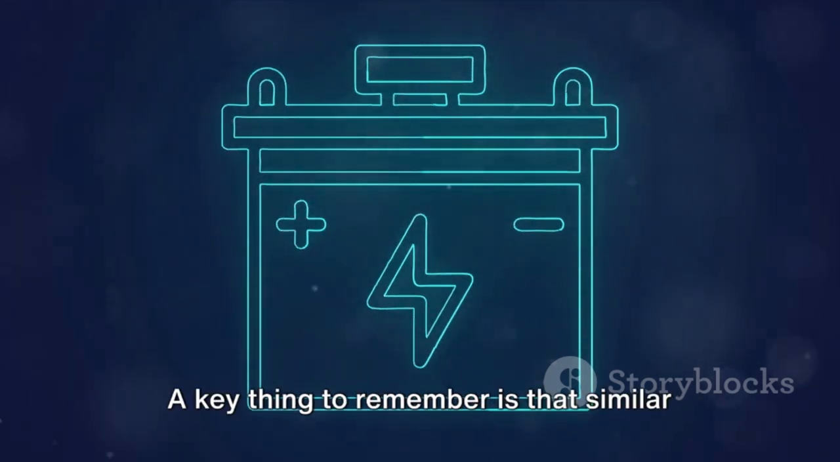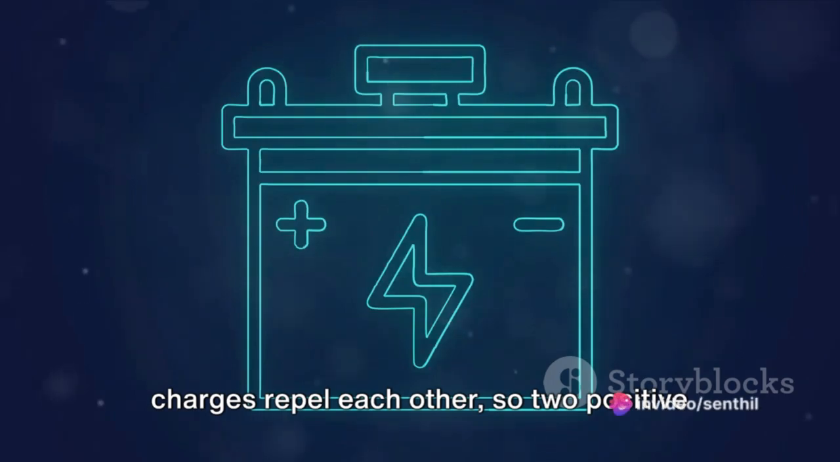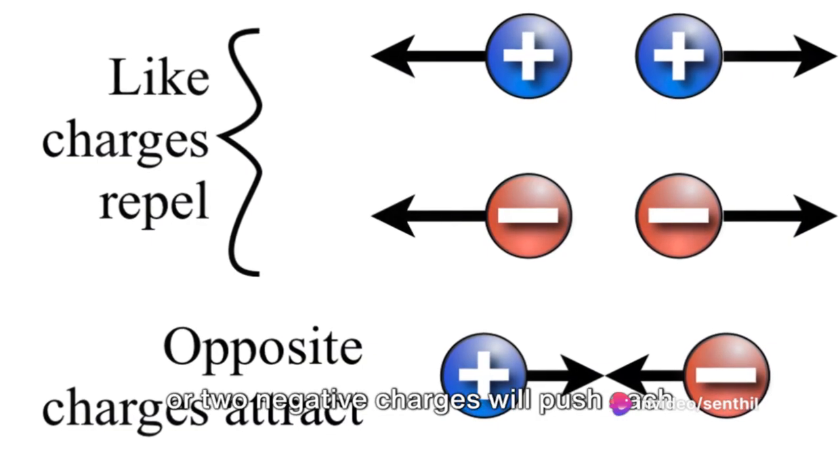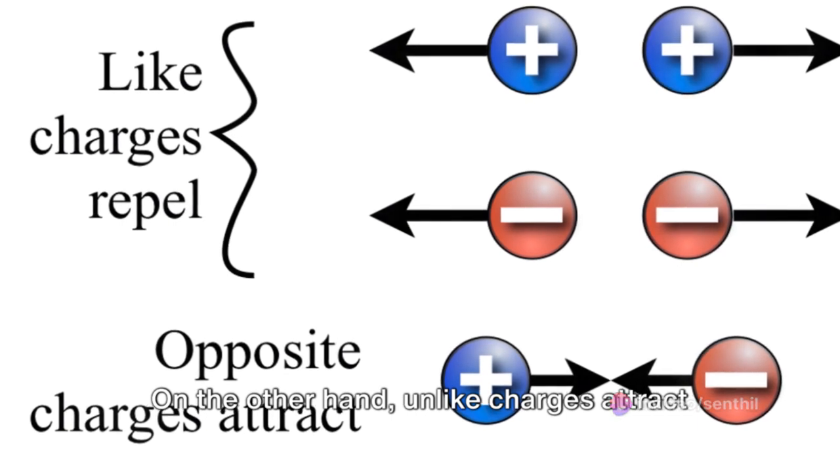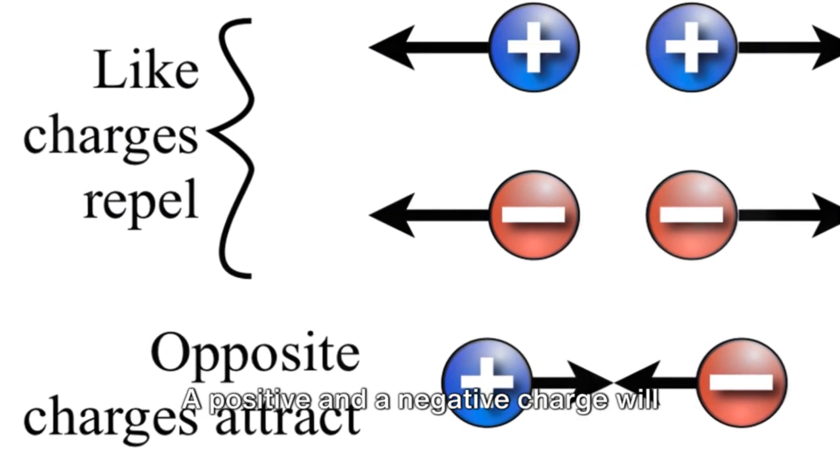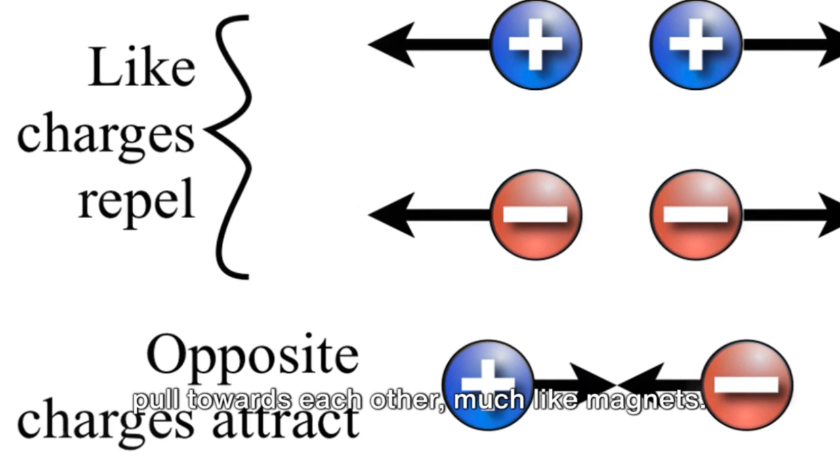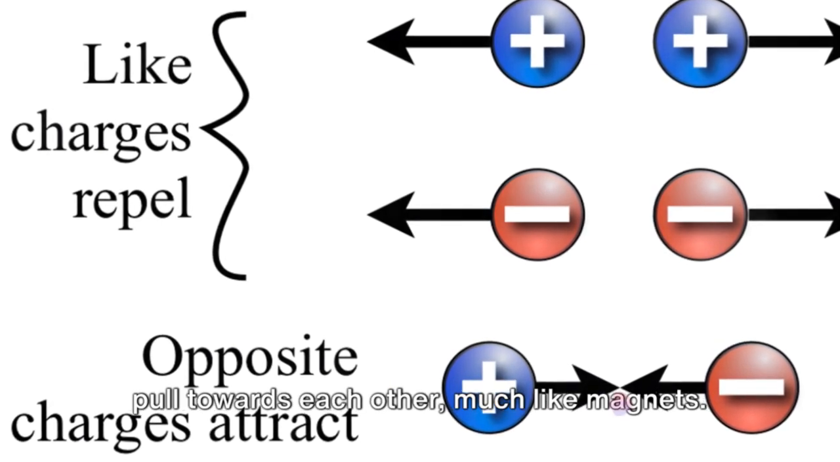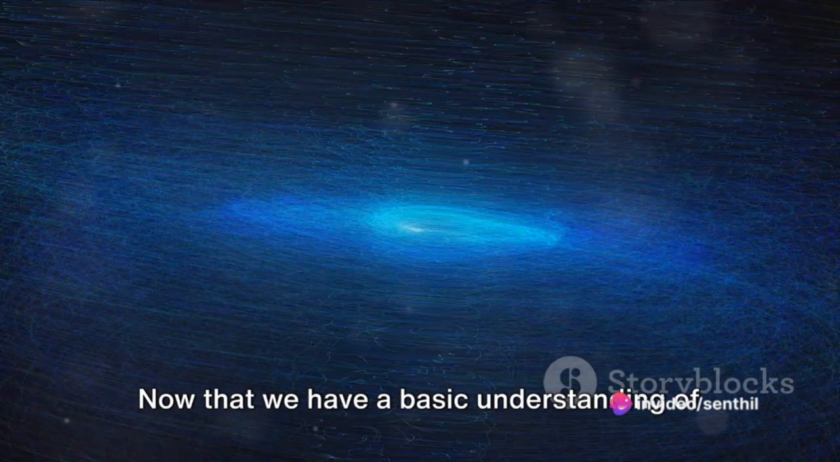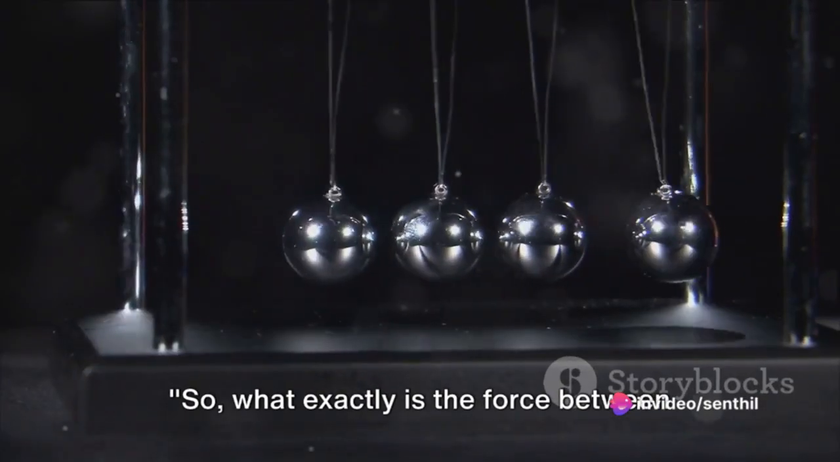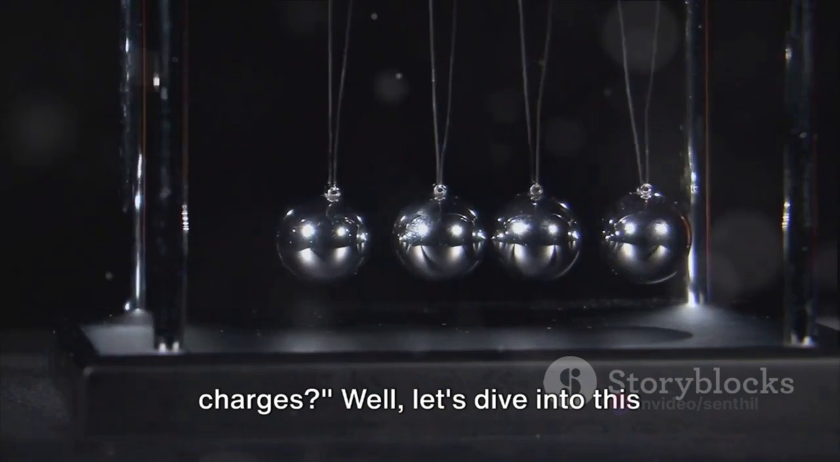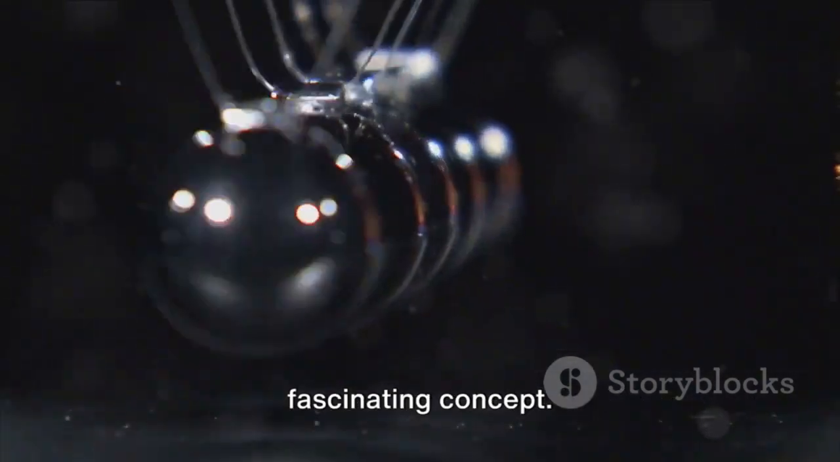A key thing to remember is that similar charges repel each other, so two positive or two negative charges will push each other away. On the other hand, unlike charges attract each other. A positive and a negative charge will pull towards each other, much like magnets. Now that we have a basic understanding of charges, let's move on to forces. So, what exactly is the force between charges? Well, let's dive into this fascinating concept.